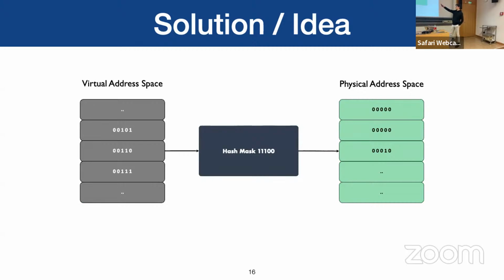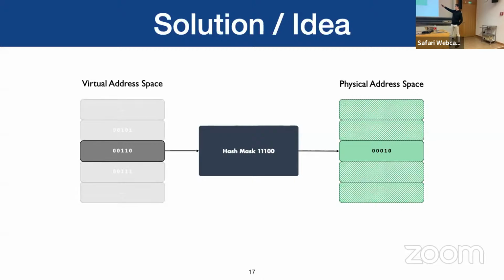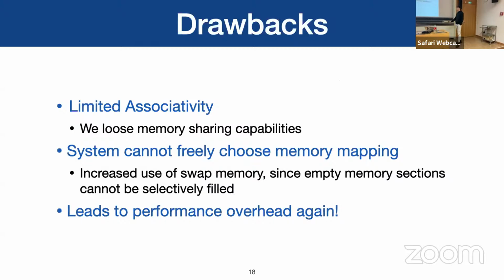So we take a virtual address. For example, in this case, the hash map would map the address 00110 to 0010. Okay. What are the pitfalls with this approach?